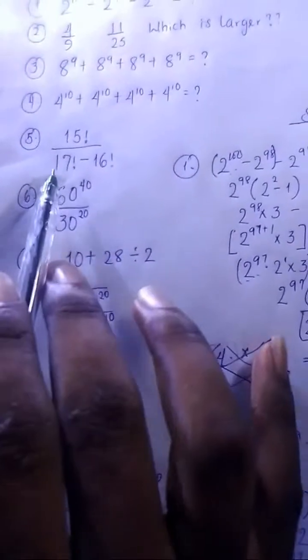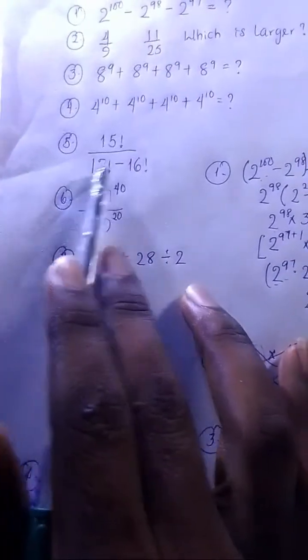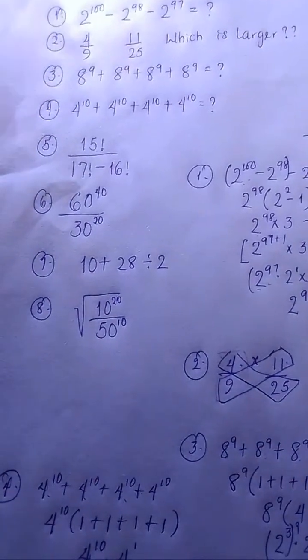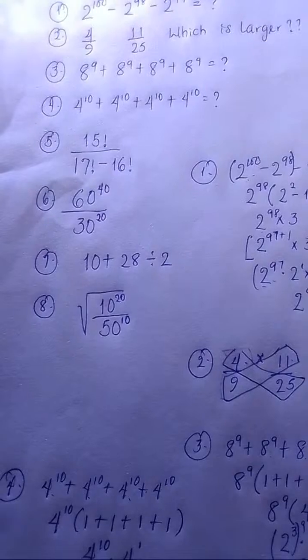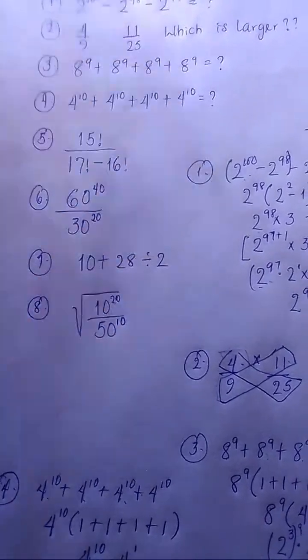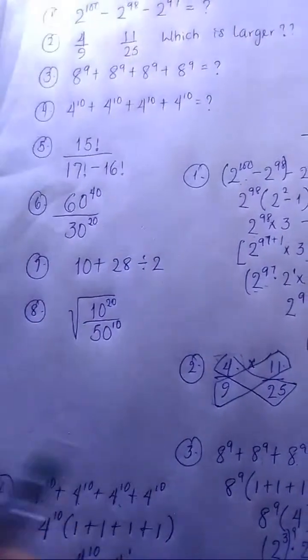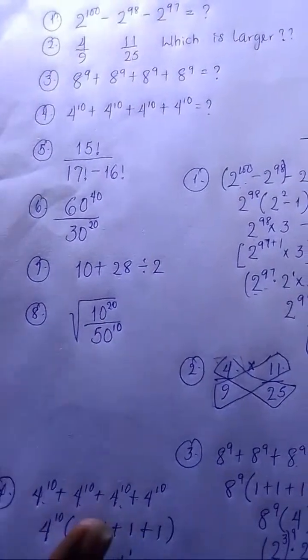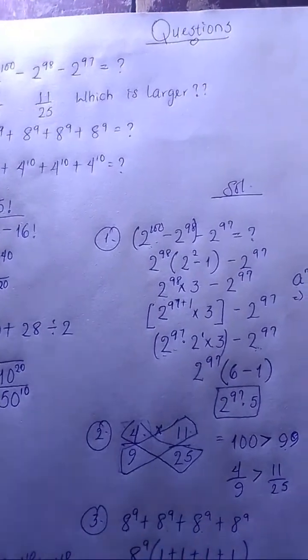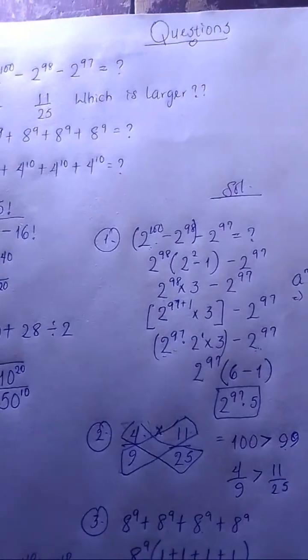How about this number 5 question here, if you can go about it? 15 factorial divided by 17 factorial minus 16 factorial. This is quite, I will not say it's difficult, but it's quite challenging. So let's go about it.